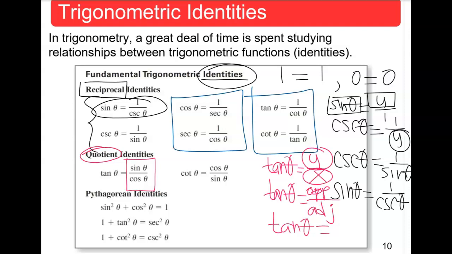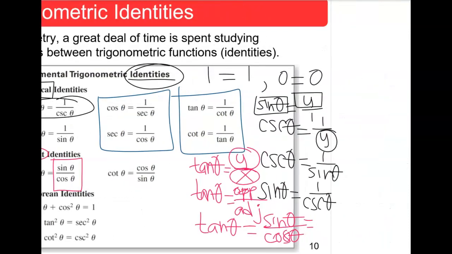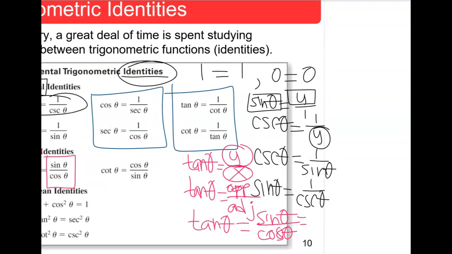And we say it was going to be sine over cosine. So if I was to replace sine in terms of opposite and adjacent, I will get opposite over hypotenuse, and cosine will be adjacent over hypotenuse.